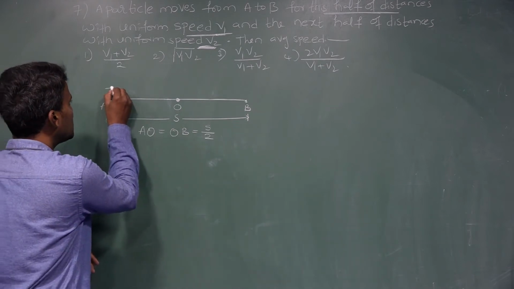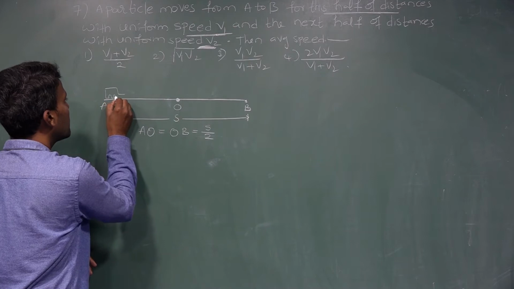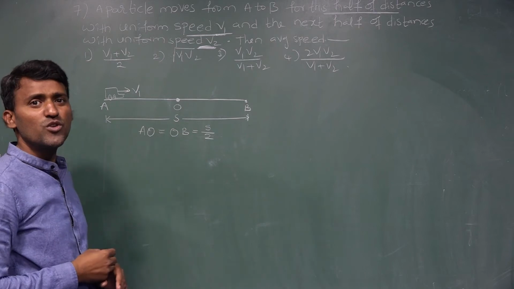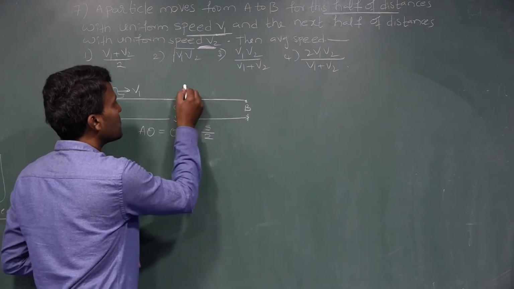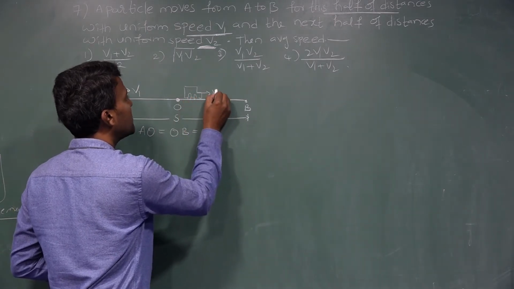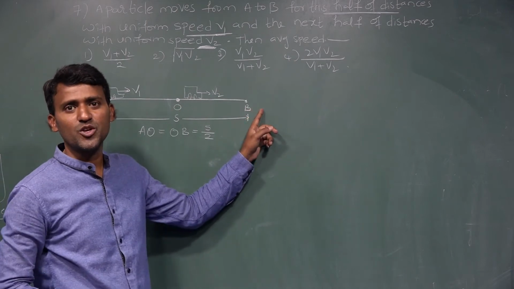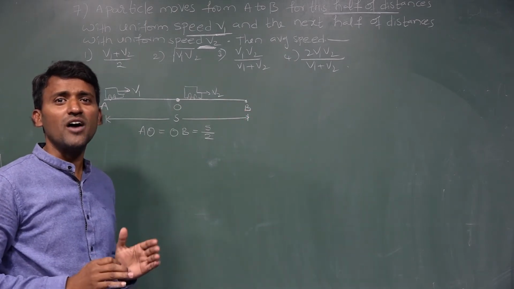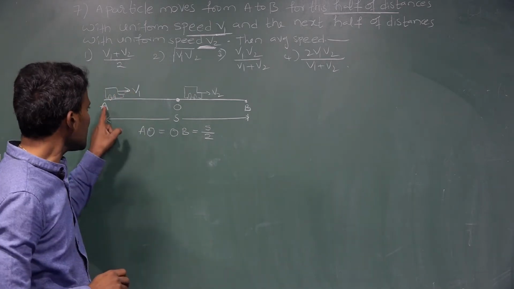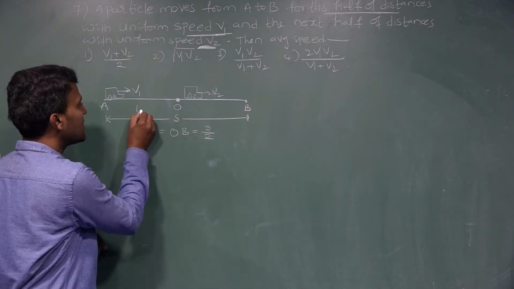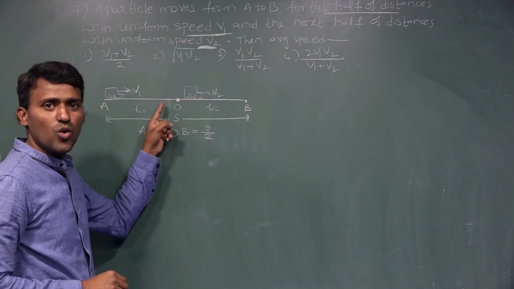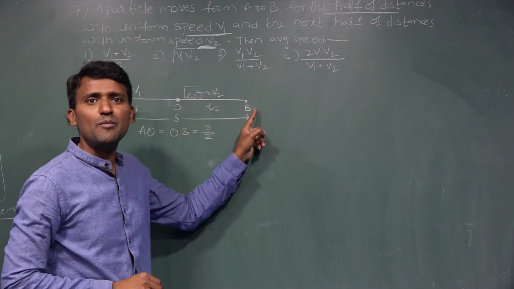The car is moving from A to O with a uniform speed v1, and from O to B with a uniform speed v2. Now what is the average speed we have to calculate? For this we also need the time intervals. A to O, the time interval taken is T1. O to B, the time interval taken is T2.